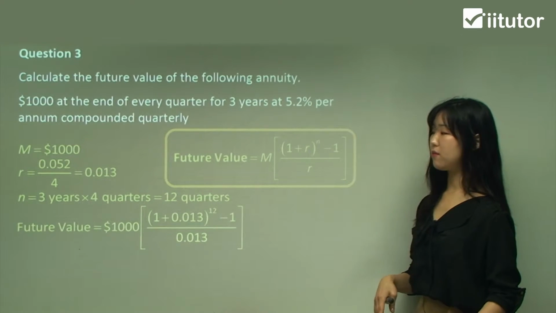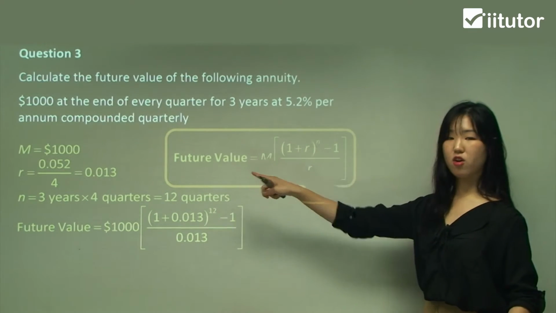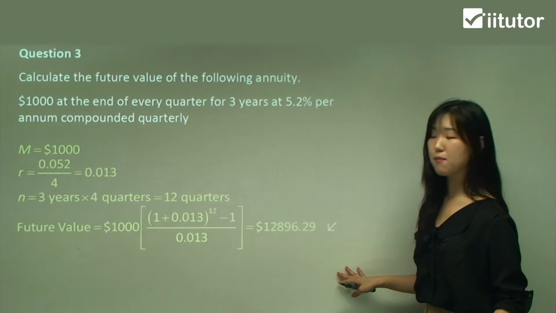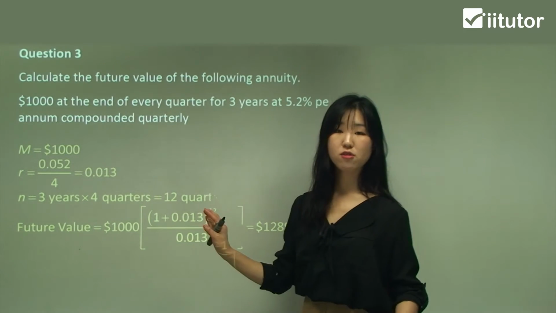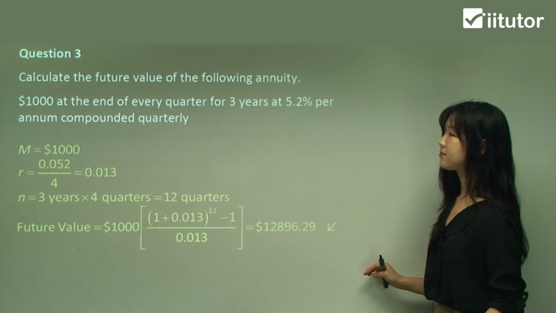Put it into the formula. So our M, our R, and our N, just as I got above. And then just calculate it. That's what you should have. So again, the key component of this question is to do some conversions very correctly. Okay, and that's what you put into the formula.